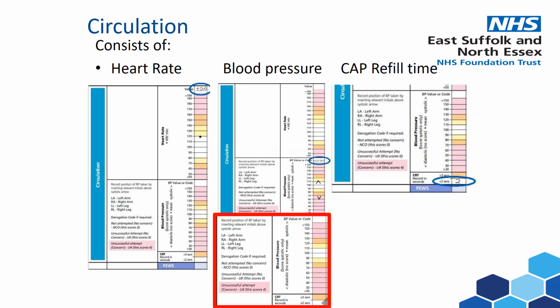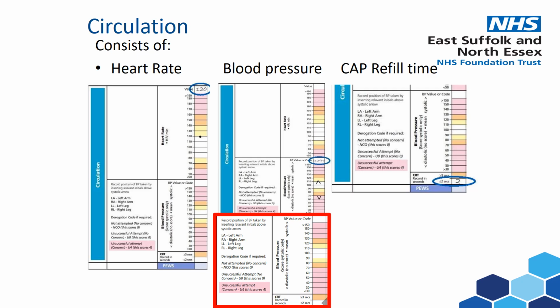So you're moving now onto the circulation section of the PEWS chart. This consists of the child's heart rate, their blood pressure, and their capillary refill time. So you document the child's heart rate. You manually take their heart rate over a minute, and then you would consult your PEWS chart to see where this sits in the scoring system.